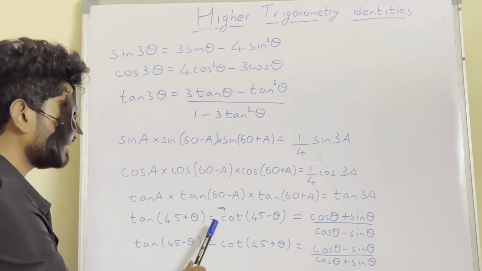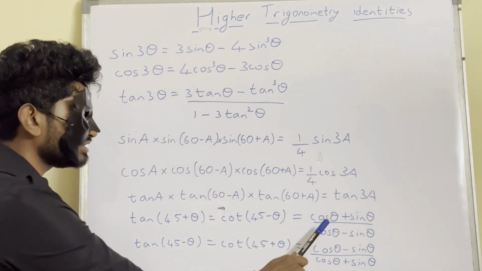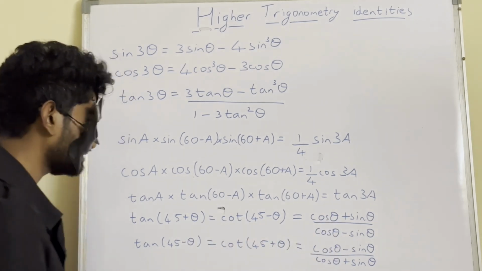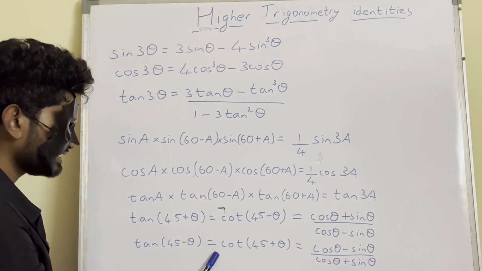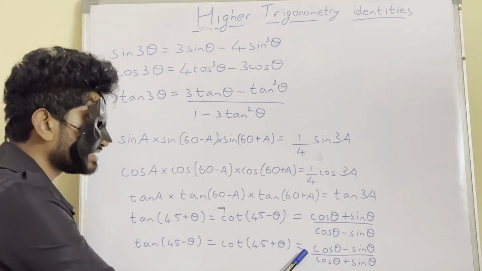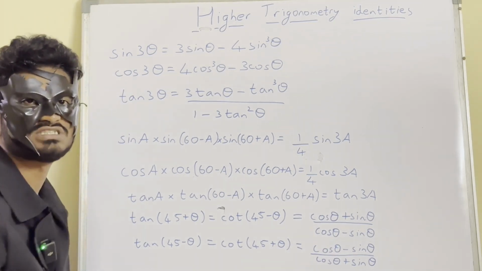Tan (45 plus theta) is equal to cot (45 minus theta) is equal to (cos theta plus sin theta) by (cos theta minus sin theta). Tan (45 minus theta) is equal to cot (45 plus theta) is equal to (cos theta minus sin theta) by (cos theta plus sin theta).